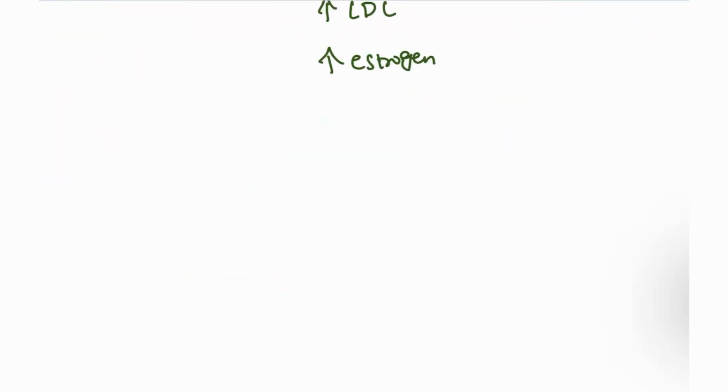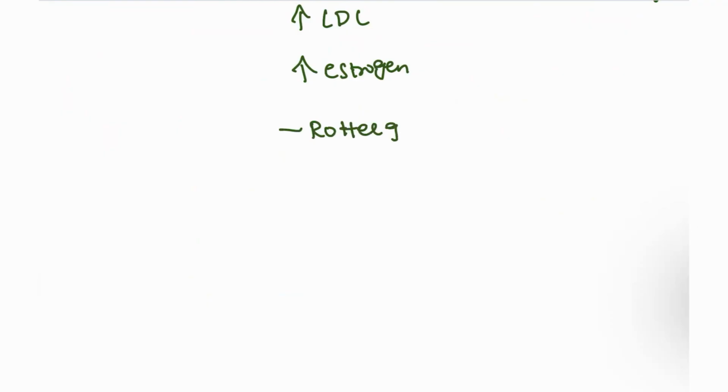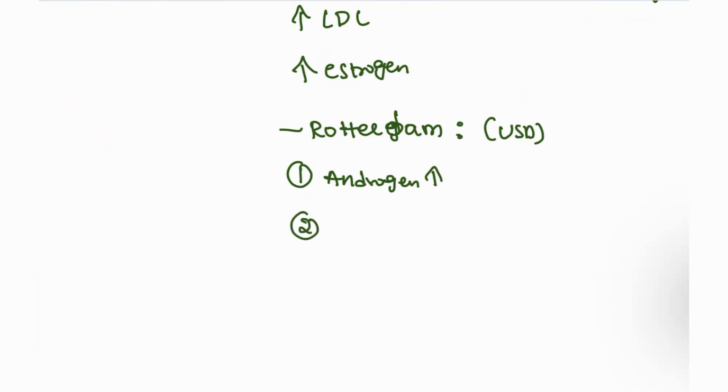What is the criteria that we use when diagnosing? The criteria is known as the Rotterdam criteria, for the ultrasound. And what does this Rotterdam criteria look for? So the first one is the androgen levels. Androgen levels are going to be increased. Next, the second one is irregular periods. Irregular menses will be seen in this condition.